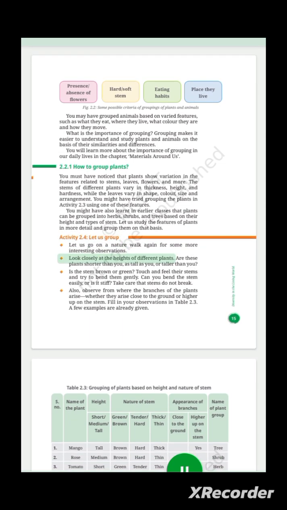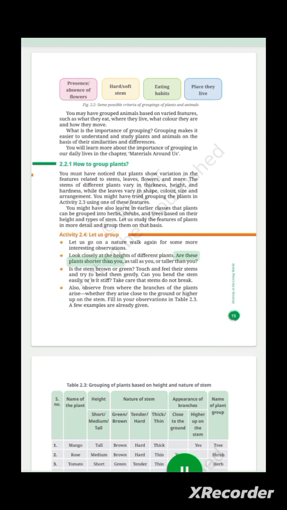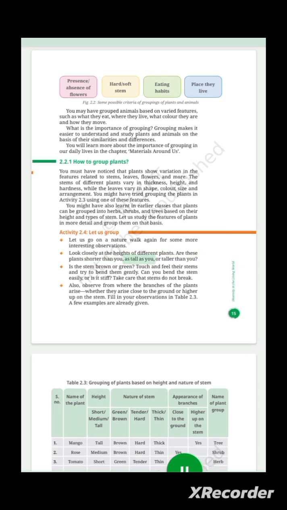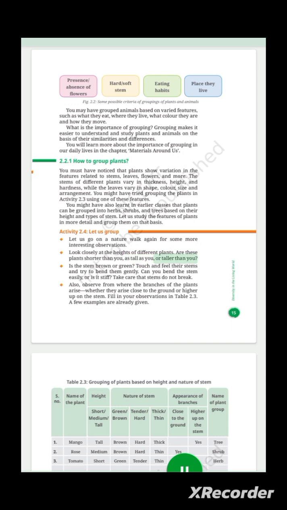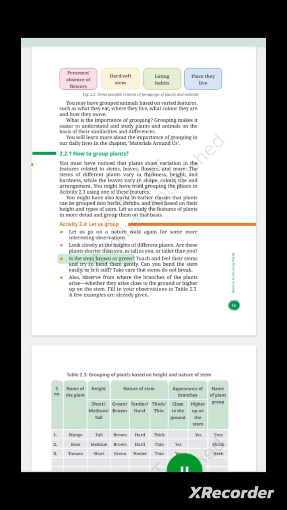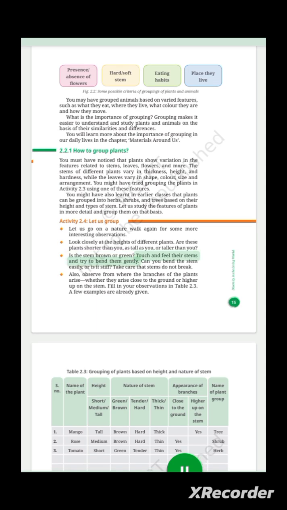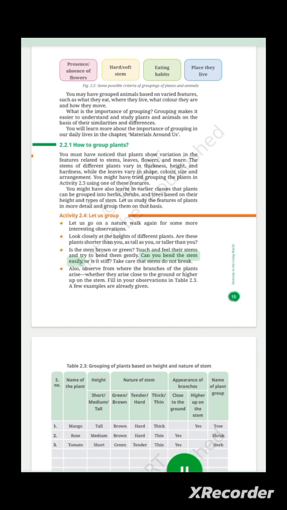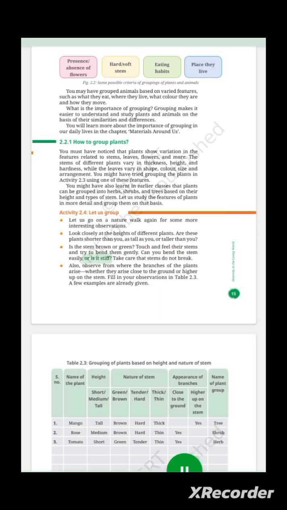Look closely at the heights of different plants. Are these plants shorter than you, as tall as you, or taller than you? Is the stem brown or green? Touch and feel their stems and try to bend them gently. Can you bend the stem easily, or is it stiff? Take care that stems do not break.